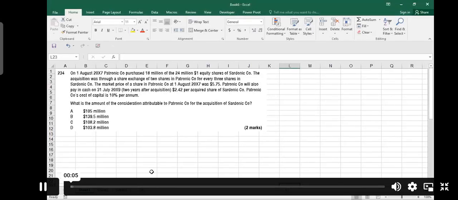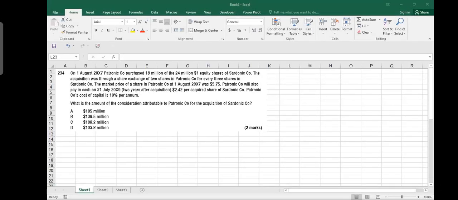Very simple. We are starting with a simple question. And first we see the requirement as usual. It says: what is the amount of consolidated consideration attributable to Petronic for the acquisition of Sardonic, the parent's contribution. So it says on 1st August 2007. So please always pay attention to the date.